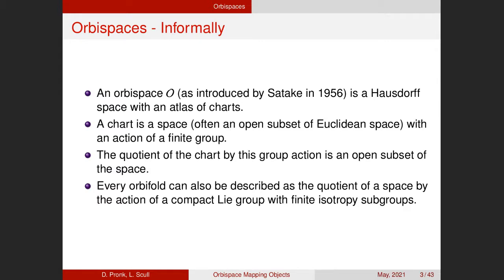I want to just mention one other thing, and that is that every orbifold can also be described as the quotient of a space, a Hausdorff space at least, and then you may want to ask some extra things, by the action of a compact Lie group, where we only require that the isotropy groups be finite. And that's a fairly recent result. And so you can now also describe maps in those terms. I will not be doing that today. Our notion of groupoids that we're going to work with is still fairly close to those atlases. So we'll see that in a bit.